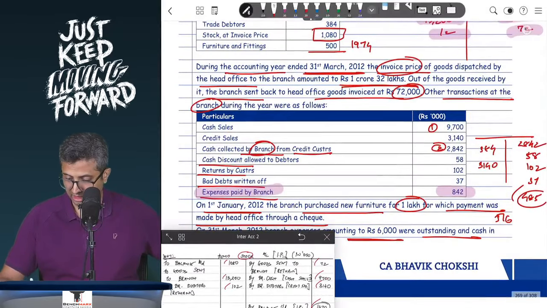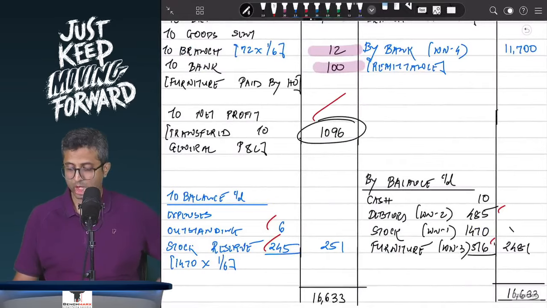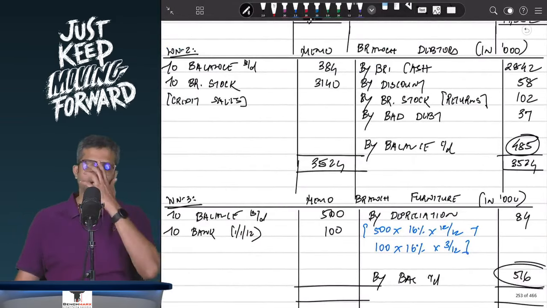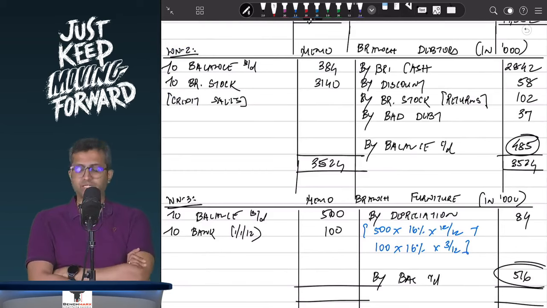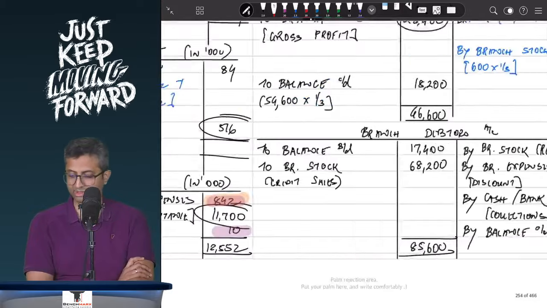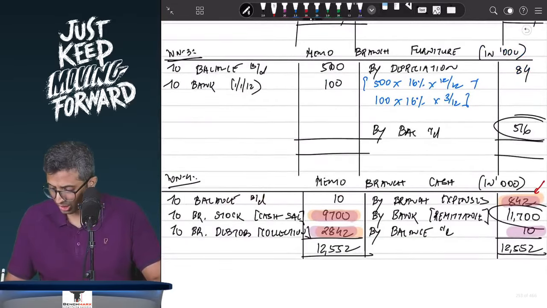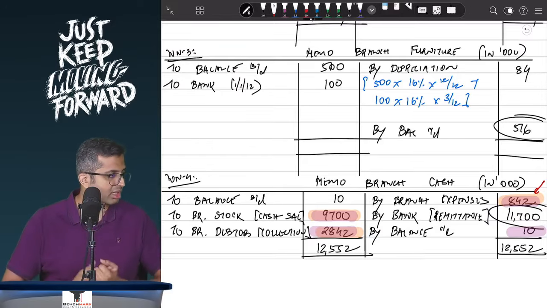And considering that 11,700, there will be a balancing figure, and that balancing figure will be the net profit. So maybe in the calculation of collection over here, there are some expenses which are paid by the branch and that money is also to be kept by the branch. So all said and done, that will be a total of 11,700. I missed out 842. Other than that, this is 9,700 plus 2842 minus 842, and you get exactly 11,700. Are we clear with this?